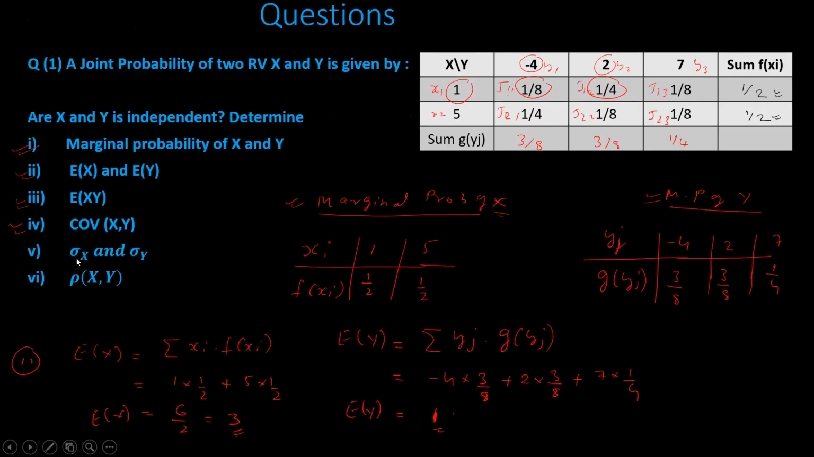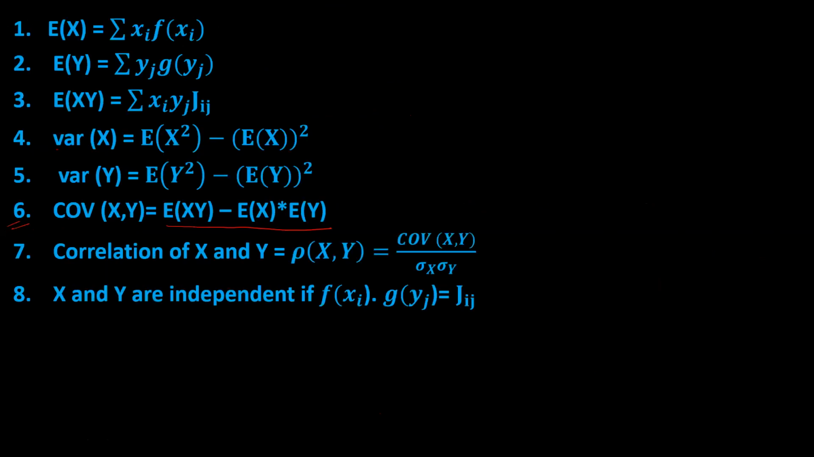Now next part is we have to find the standard deviation of x and y. So to find the standard deviation of x and y, I have to calculate variance first, because I know standard deviation is nothing but square root of variance. Similarly, the standard deviation of y will be square root of variance of y. So first I will find the variance by this formula. So let us quickly take the variance of x first, and then we will go for variance of y.